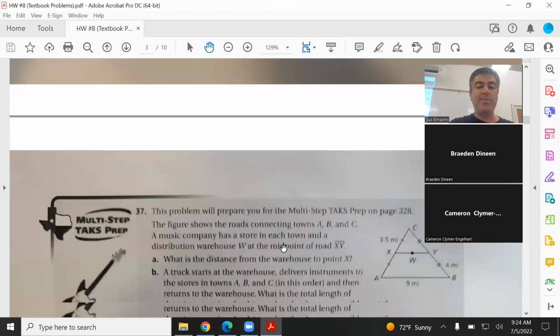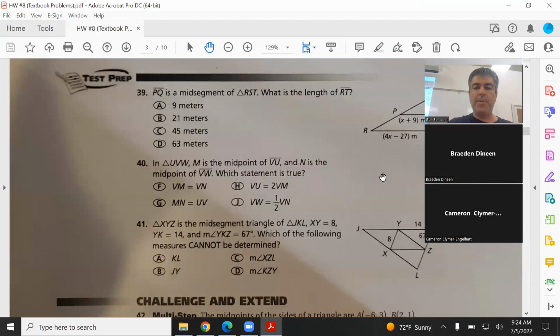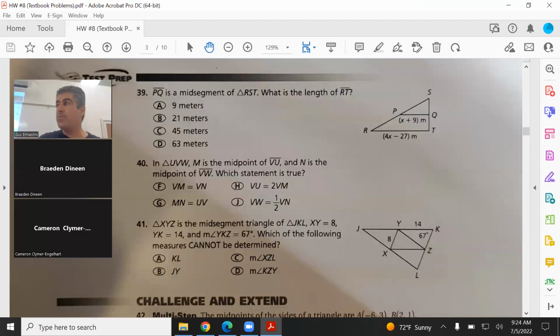Okay, let me do 39 and 41 just to make sure you guys understand what's happening here. And those are very good test style questions. Yeah, it looks like they're fixing the projector. I see the guy at the ladder. All right.